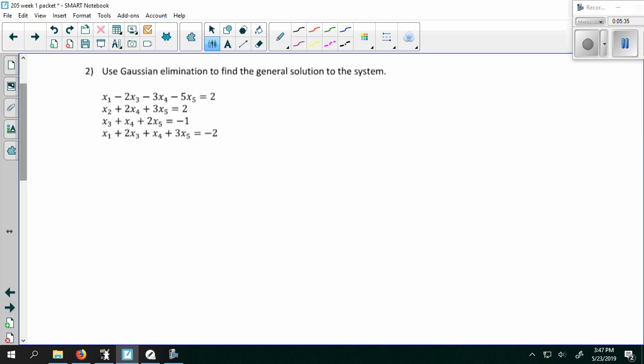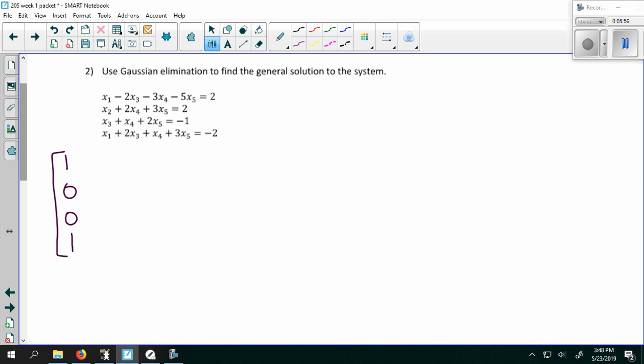Okay, here's another one. This is a larger system. I have 5 unknowns and 4 equations. So I just want to solve it using Gaussian elimination, which is row reducing, the forward phase and the backward phase. Okay, so my x1 coefficients are 1, 0, 0, 1.